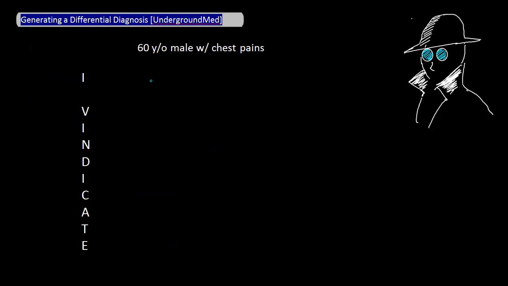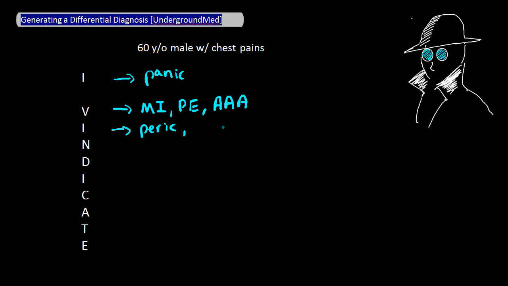Let me show you how I would use this mnemonic to generate a differential diagnosis. So for our 60-year-old man with chest pains, for I, it's idiopathic or psychiatric, so maybe he's having a panic attack. For V, it's vascular, so he could be having an MI. He could be having PEs or an AAA rupture. For infectious, maybe he's having pericarditis or pancreatitis or cholecystitis. Or peptic ulcer disease, or even GERD.